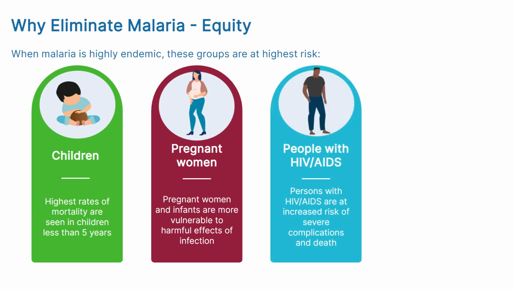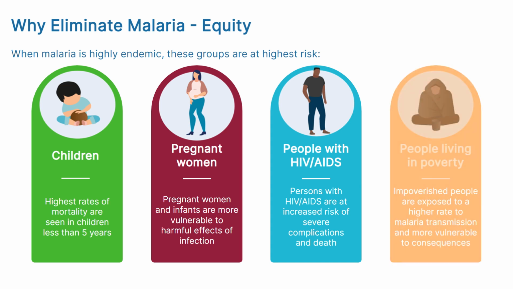People living with HIV/AIDS or other immunocompromising conditions are at increased risk of complications and deaths from malaria infection. HIV-infected individuals experience a greater frequency of severe malaria and an increased viral load following infection with Plasmodium falciparum.